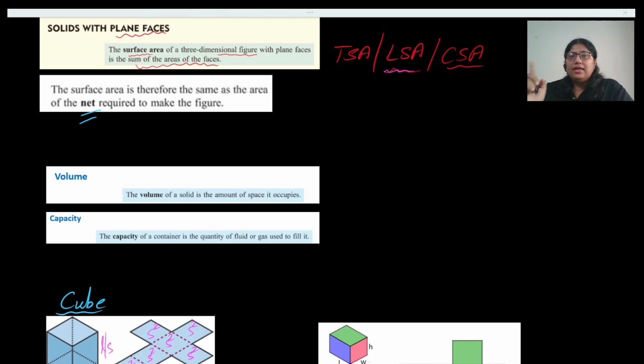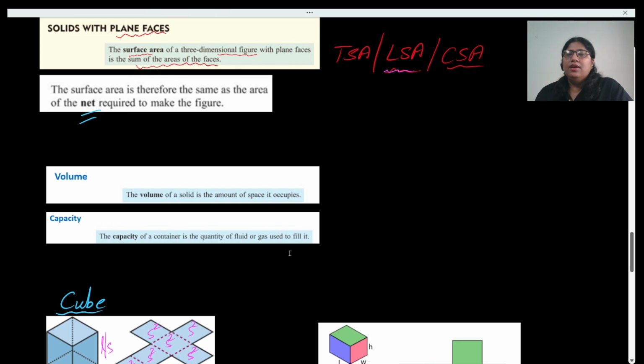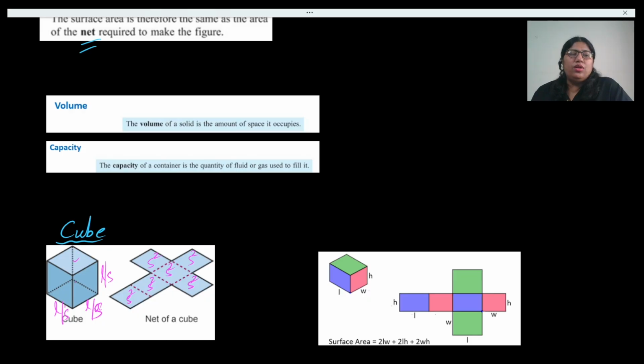Lateral surface area is the surrounding, the 4 sides excluding the top and bottom, of any 3D figure. So here, if you exclude the top and bottom, you have to remove it. Then the 4 faces which make up the surrounding of that figure are called the lateral surface area. Similarly, the second figure, if you see, is a cuboid and its net.